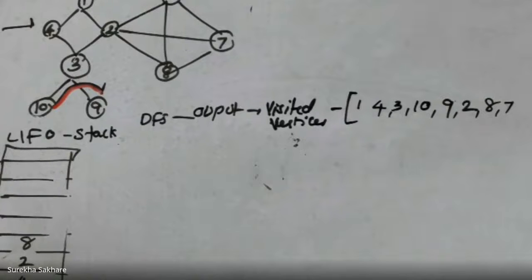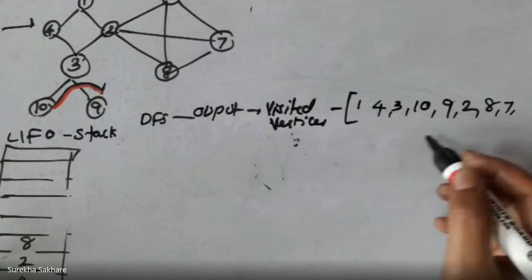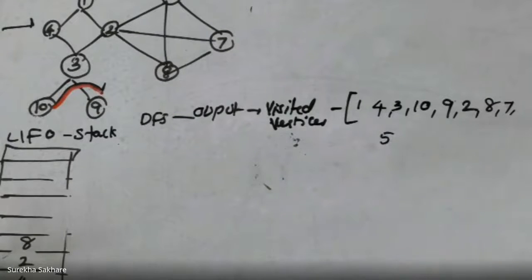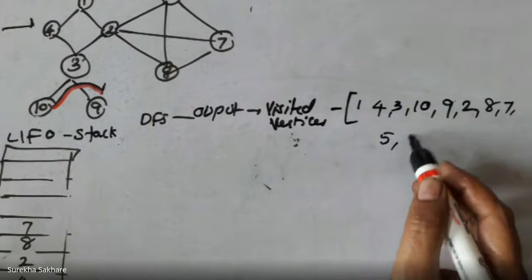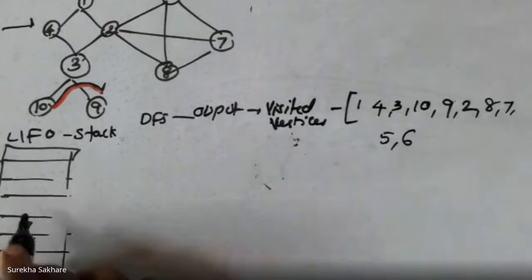Now from 7, I'll go to 5. And I've kept the 7 on hold. And from 5, I can go to 6. I can visit the 6, keeping this 5 on hold.